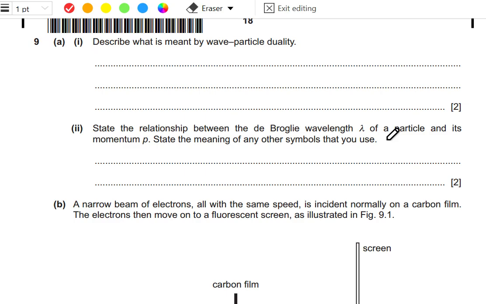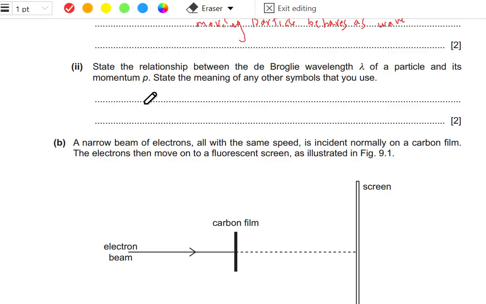What is meant by wave particle duality? An electromagnetic wave behaves as a particle, and a moving particle behaves as a wave. State relation between the de Broglie wavelength and momentum. State any other symbol. p equals h over lambda. h is Planck's constant.